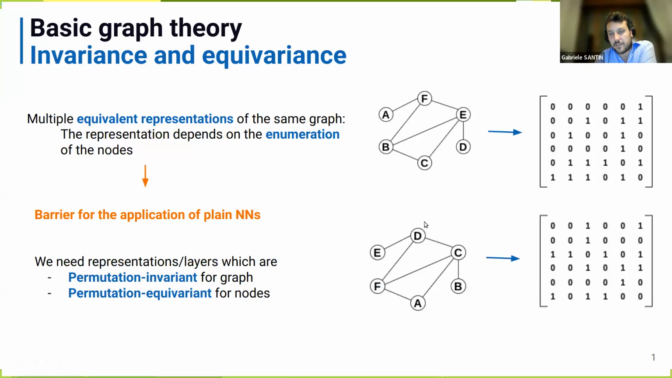On the other hand, if I have a node-related task, for example the classification of single nodes, I want a network which is permutation equivariant. So if I apply a permutation of the nodes, I want my output to be equally permuted. So I am able to identify the fact that my node has changed its name, but the prediction is not changed. Indeed, what graph neural networks will provide is a way to construct permutation invariant or permutation equivariant layers to be used within neural networks.